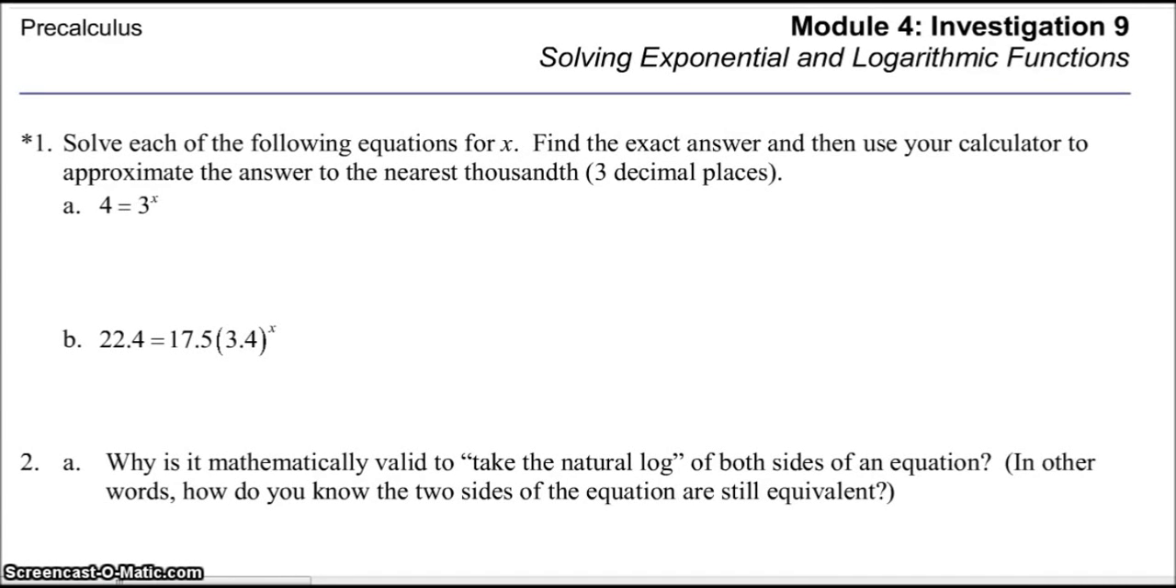Module 4, Investigation 9, Solving Exponential and Logarithmic Functions. Number 1. Solve each of the following equations for x. Find the exact answer and then use your calculator to approximate the answer to the nearest thousandth. Part A. 4 equals 3 raised to x.